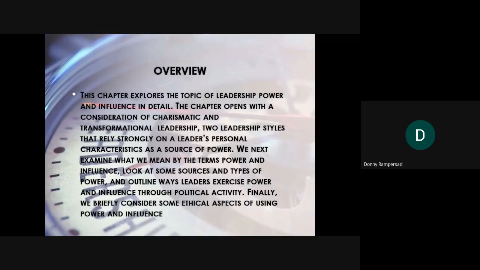We'll start with an overview of this chapter. This chapter explores the topic of leadership, power, and influence in detail. The chapter opens with a consideration of charismatic and transformational leadership, two leadership styles that rely strongly on a leader's personal characteristics as a source of power. It next examines what we mean by the terms power and influence, looks at some sources and types of power, and outlines ways leaders exercise power and influence through political activity. Finally, we briefly consider some ethical aspects of using power and influence.